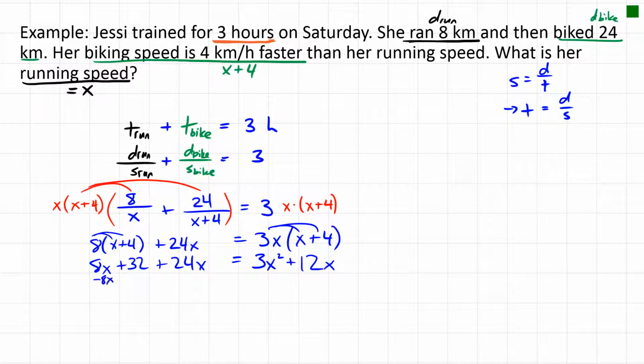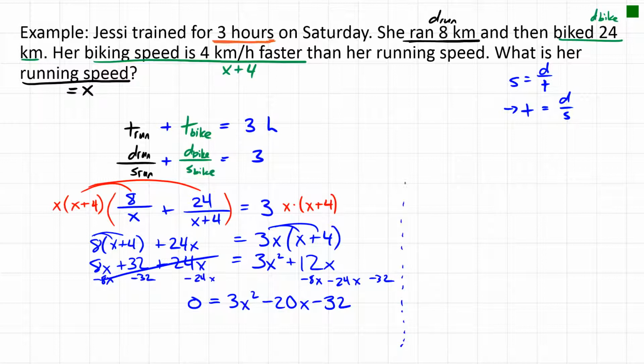So I'm going to subtract away 8x, subtract away 24x, subtract away 32, and I do that on each side of the equation. So minus 8x, minus 24x, minus 32. Gets rid of everything on that side. So I'm left with 3x squared, 12 minus 8 minus 24 is negative 20x, minus 32. And here's my quadratic equation that I'm going to have to solve to answer this problem.